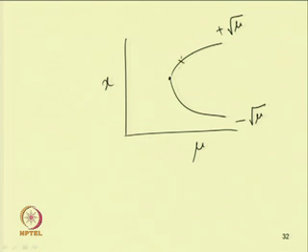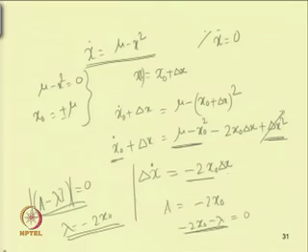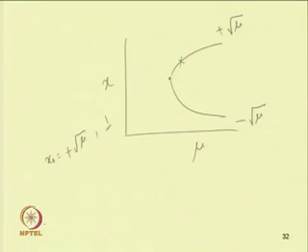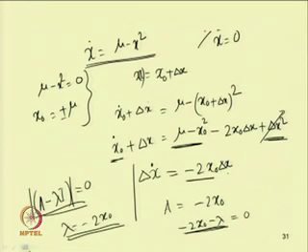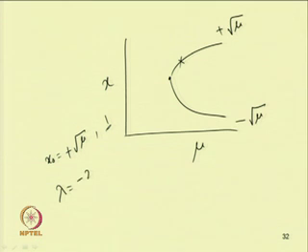In this case, corresponding to x0 equal to plus root mu, let us take mu equal to plus 1. Our eigenvalue lambda, which we have already written, equals minus 2 x0. So if this is 1, that is positive, then this becomes minus 2.